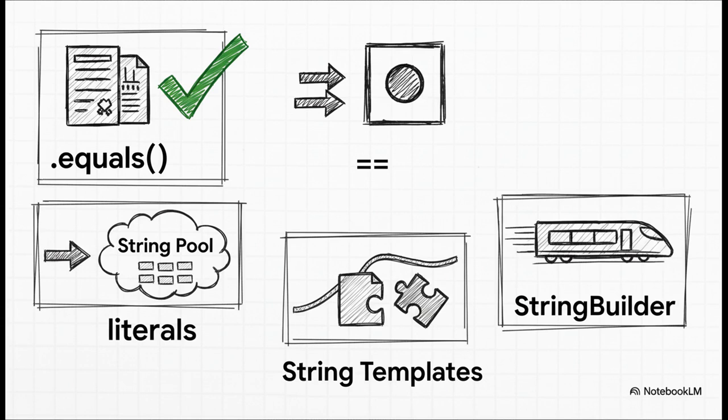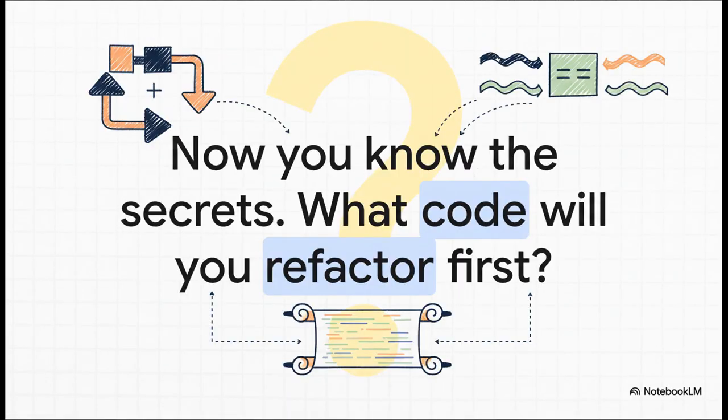3, always prefer using simple string literals over new String so you can take advantage of the awesome string pool. 4, for building strings, especially in a loop, StringBuilder is your best friend for performance. And finally, start playing with string templates for code that is just so much cleaner and more readable. So there you have it. Strings are so much more than just a sequence of characters, aren't they? They're this beautiful, intricate dance between memory, performance, and language design.